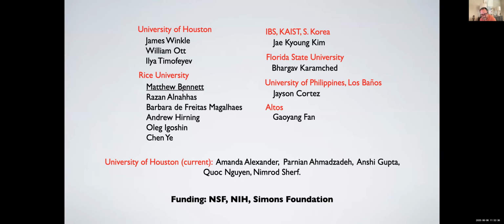Matt is actually a physicist by training, but he went off into experimental synthetic biology, which makes it really easy to communicate with him. My part of the group typically does the modeling, or really it's joint, and Matt's group does the experiments that you'll see. And here are all the people who've come through our groups over time, including some who are still at the University of Houston and work with us.